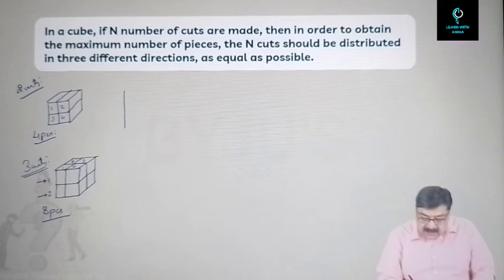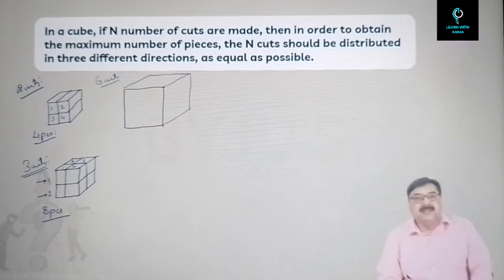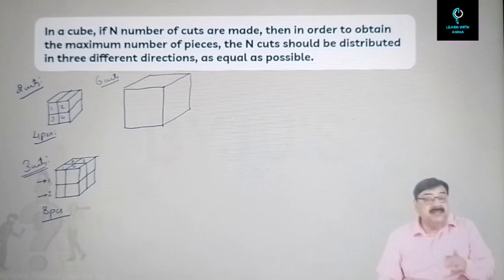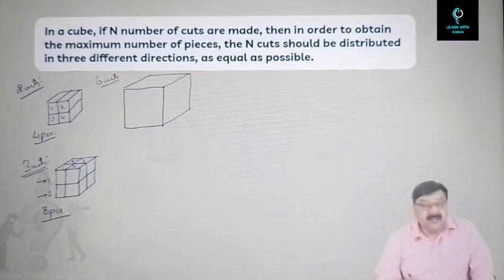Similarly, have a look at this example. That is 6 cuts. If we want to give 6 cuts to a cube, and all these 6 cuts are made in the same direction, let us say vertically perpendicular, like this, then the number of pieces obtained would be 6 plus 1, that is 7. Whereas if you want to maximize the number of pieces produced, then you would distribute these 6 cuts as equal as possible in 3 different directions.